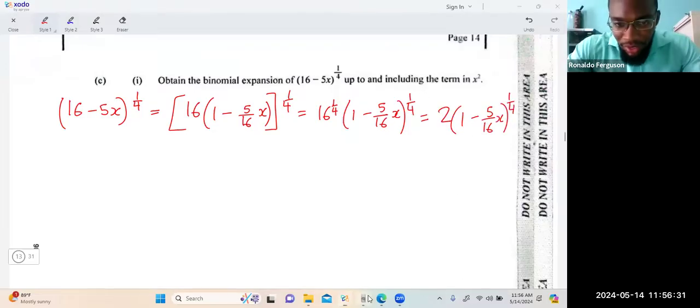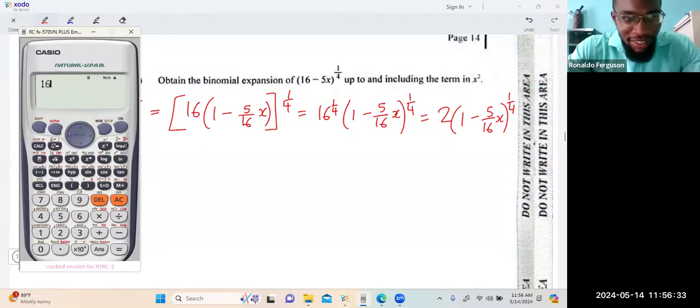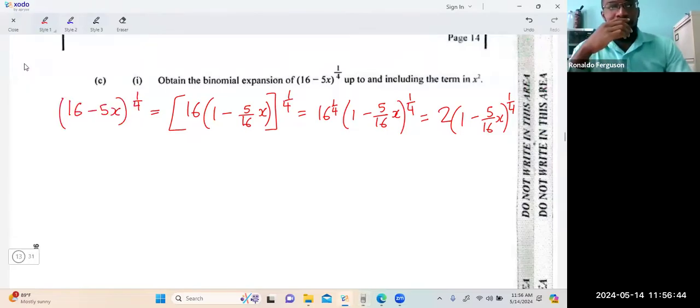Is 16 to the quarter 2? I'm just going to verify. I'm watching cricket and I don't eat breakfast, so not as focused. So I'll just punch this in. Yeah, it's 2. So now we can find the binomial expansion of this right here.